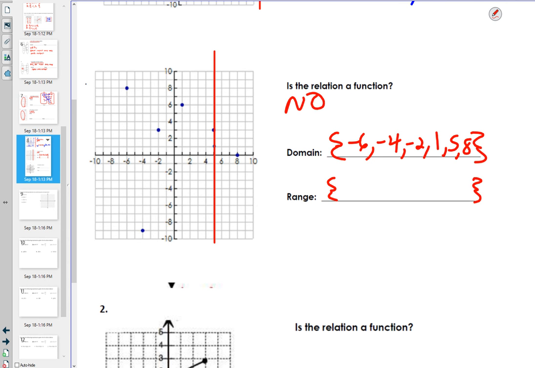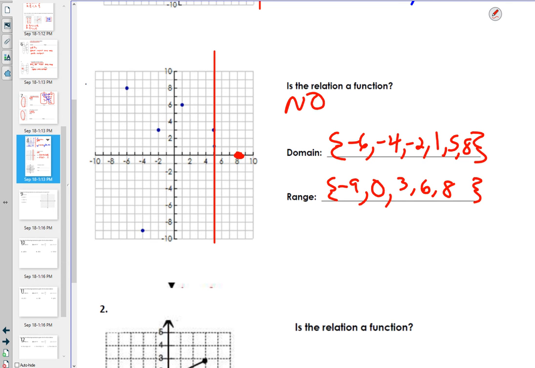Range. Let's go from low to high. How low do we go? Yeah, -9. Up to 0. Good. You guys see this point here? You want to write 8 again. Remember that 8 is the x. It should be 0, 3, 6, and 8.